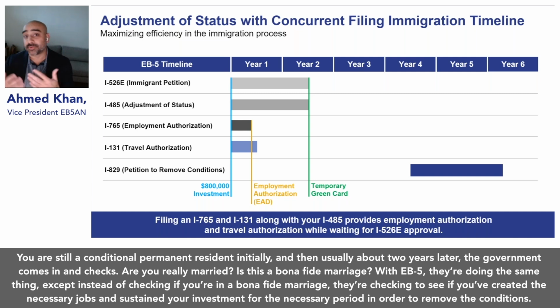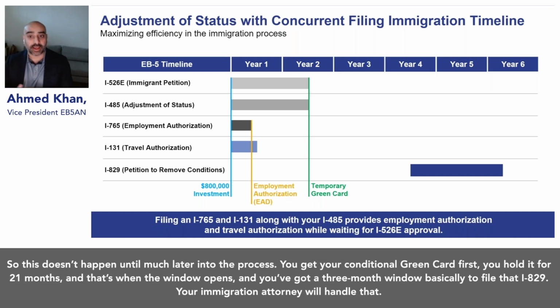With EB-5, they're doing the same thing, except instead of checking if you're in a bona fide marriage, they're checking to see if you've created the necessary jobs and sustained your investment for the necessary period in order to remove the conditions. So this doesn't happen until much later into the process. You get your conditional green card first. You hold it for 21 months, and that's when the window opens. And you've got a 3-month window basically to file that I-829. Your immigration attorney will handle that.